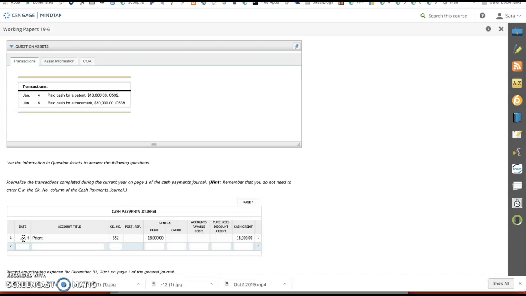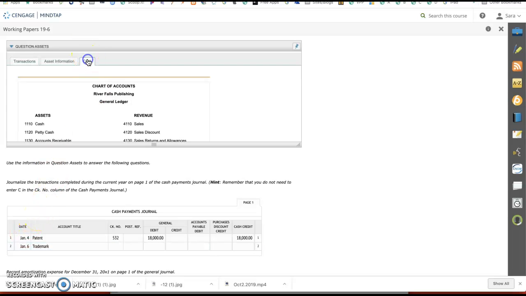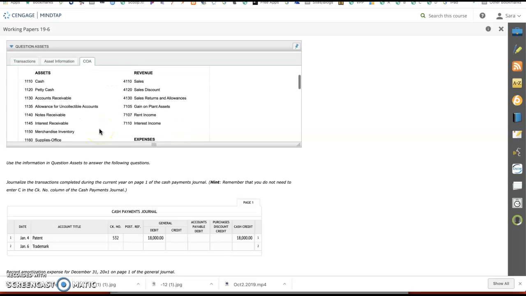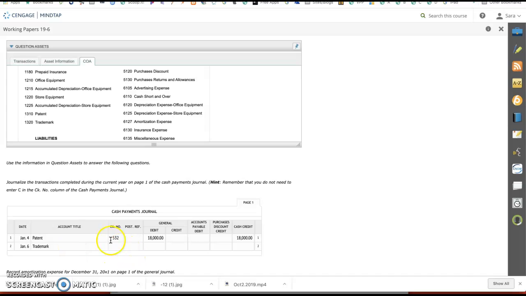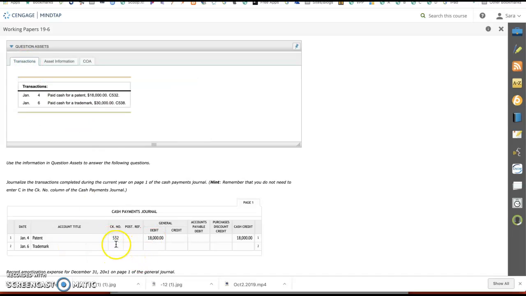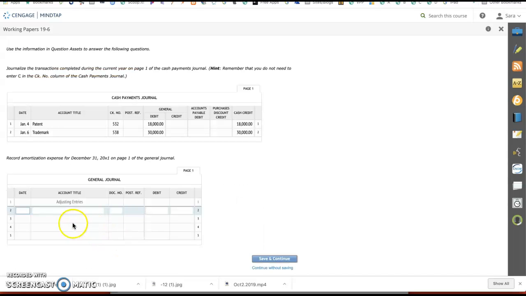Then on January 6th, we paid cash for a trademark of $30,000. So our date is January 6th. I'm guessing trademark is our account, but I'm going to go and just double check. Yep. Okay, so trademark. Check 538. General debit of $30,000 and cash credit of $30,000.